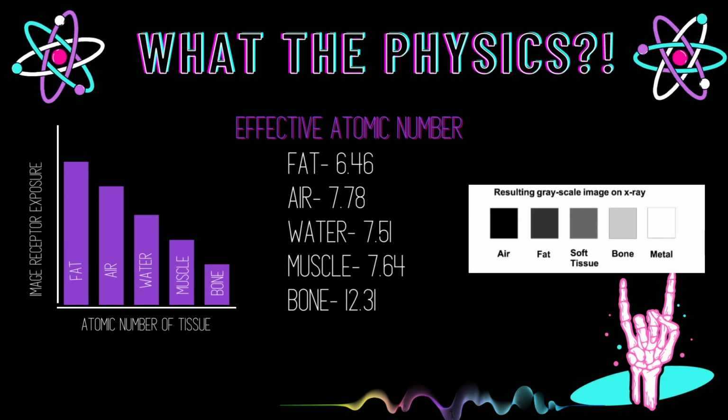Since each type of tissue has a different effective atomic number and thickness, it allows us to differentiate between all of the tissue included in the X-ray. Without the differential absorption of photons, we wouldn't be able to assess each bit of anatomy in one image. The higher the effective atomic number, the more photons that will be absorbed within that area of the body, meaning less will reach the imaging receptor.